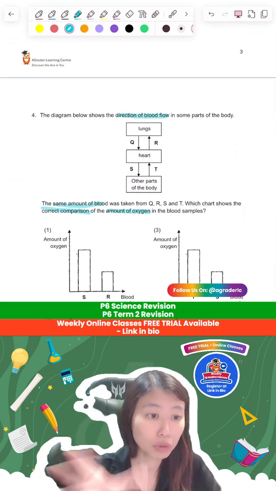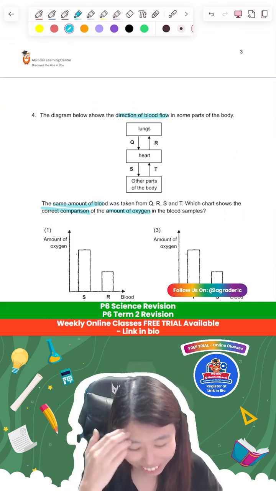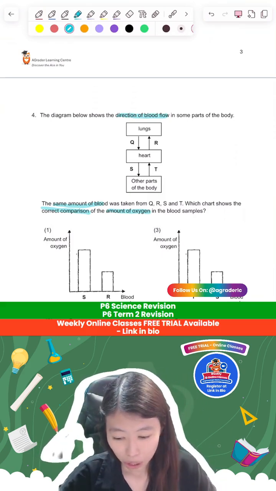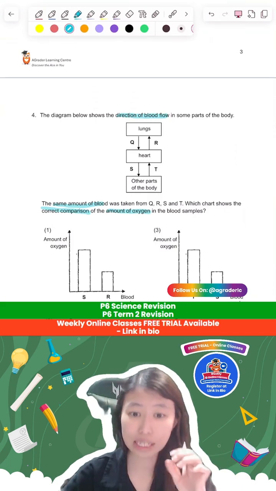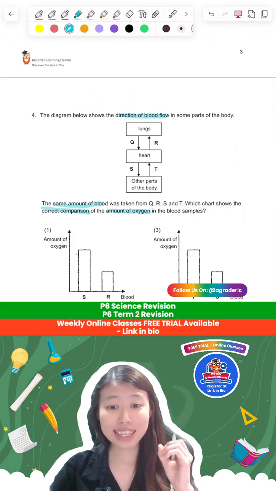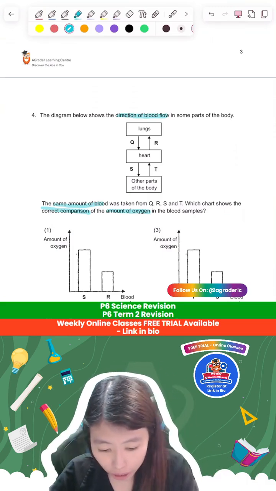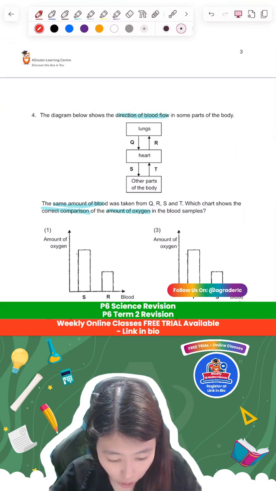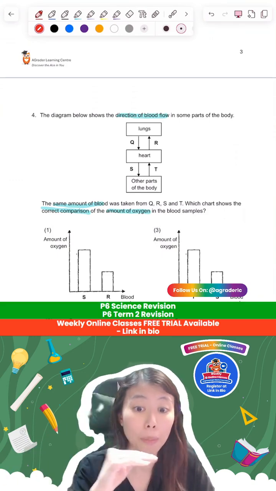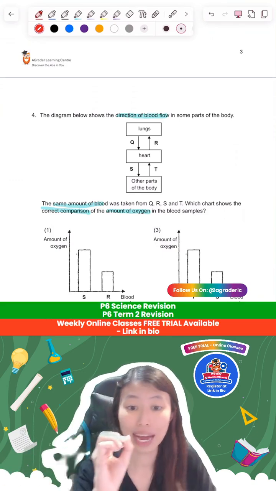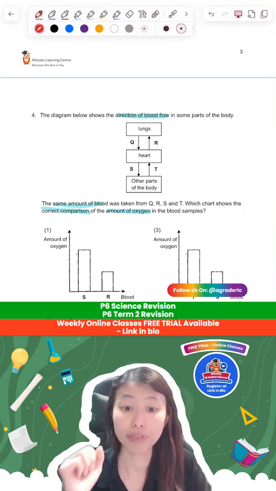Oh, you're so fast. You're sending 1 already. Okay, so how am I going to do such questions? To avoid careless mistakes, you must always label your vessels. Make it a good habit. Always label to or from either the lungs or the other parts of the body. Try not to use heart as your labeling, because then you have 2 vessels that have the same labels.